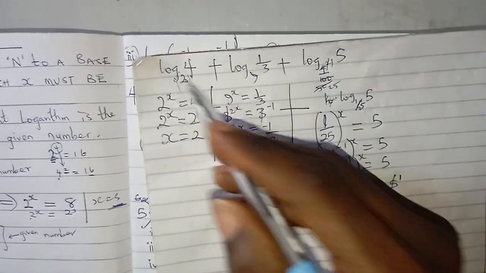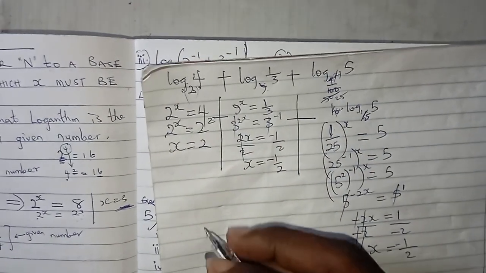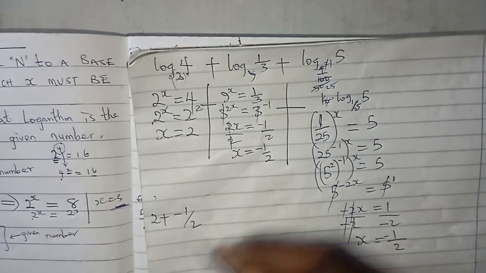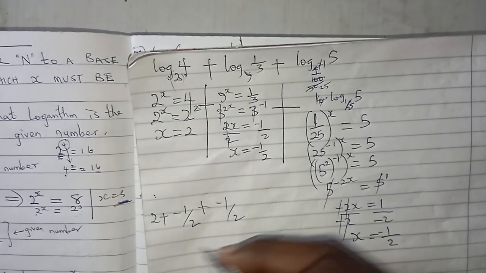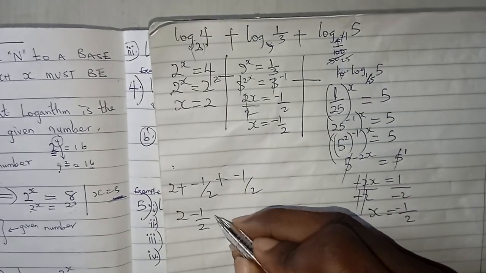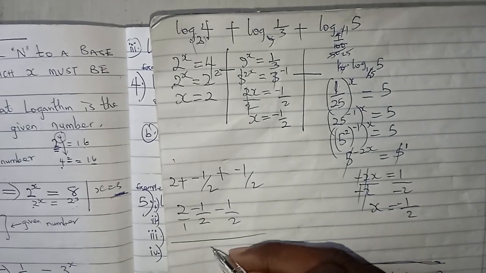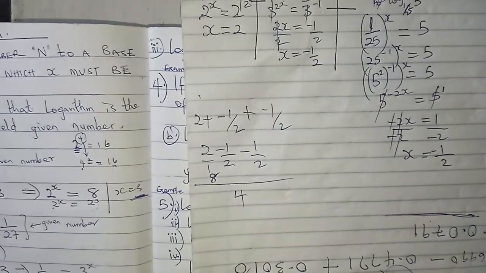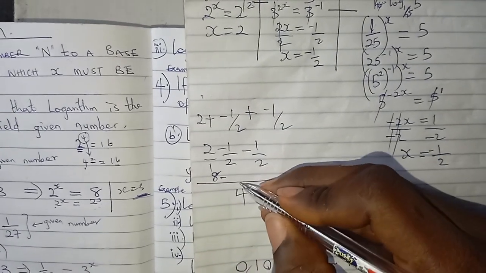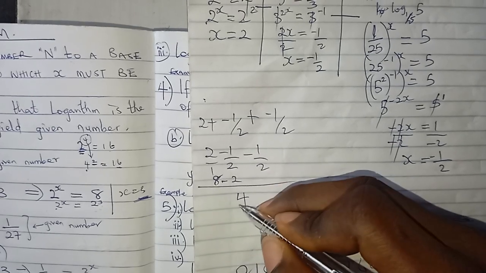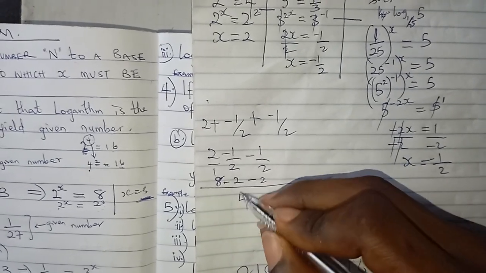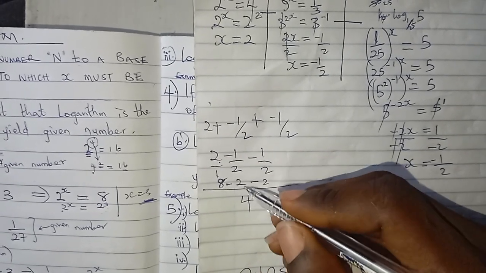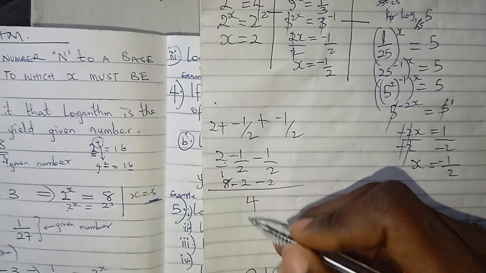Which means that to add up this log and this log, that's what they're asking me. The log is the same thing as saying adding the powers. So 2 plus minus 1 over 2 plus minus 1 over 2. This is the same thing as saying 2 minus 1 over 2 minus 1 over 2. LCM is 4. 8 minus 2 minus 2, that is 4 here. 4 divided by 1, 4 times 2, 8. 4 divided by 2, 2 times minus 1, minus 2.